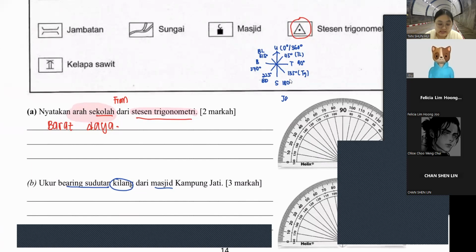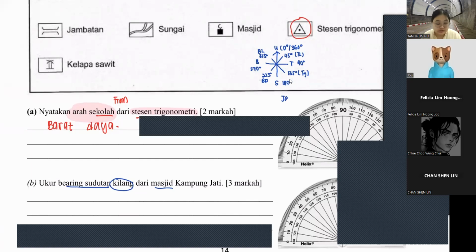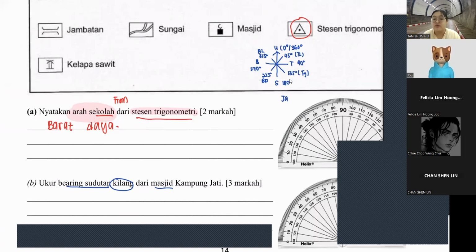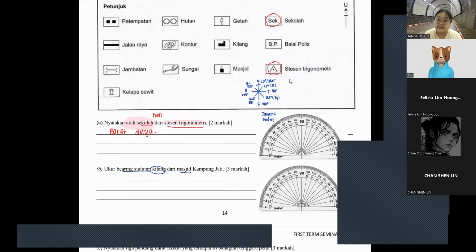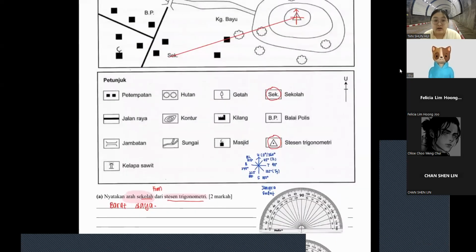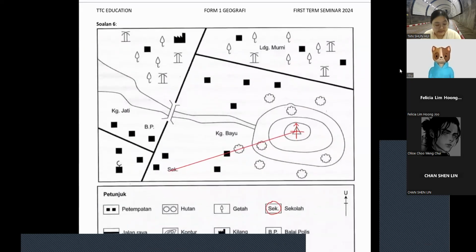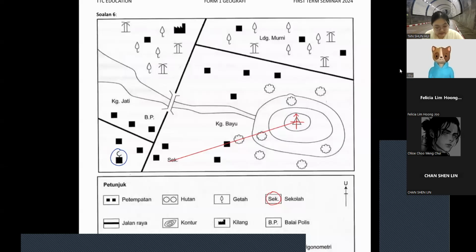Now, how to use this? They said, bearing sudutan dari kilang ke masjid. Dari masjid, right? So we need to find out masjid first. Where is masjid? Okay, masjid di Kampung Jati, which means here. We are dari masjid, right? So in the masjid area, we draw an arah mata angin using your ruler. And then you use your ruler to connect kilang and masjid.